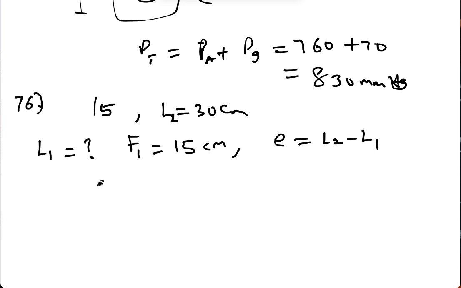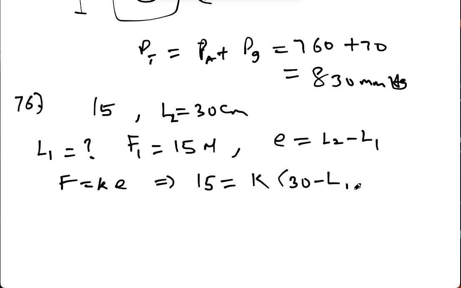So from Hooke's law, F equals K times extension. That implies that 15, this is not 15 centimeters, this is 15 newtons. So we know that 15 equals the spring constant multiplied by the extension, which will be L2 minus L1, which will be 30 minus L1, like that. Going forward in the question, we're given other information. We're told that another additional force of 10 newtons stretches the spring 5 centimeters further.